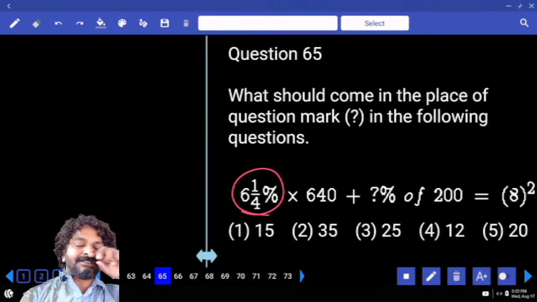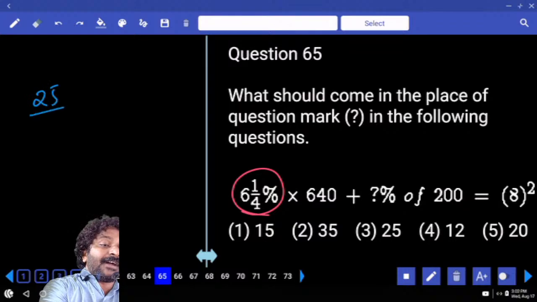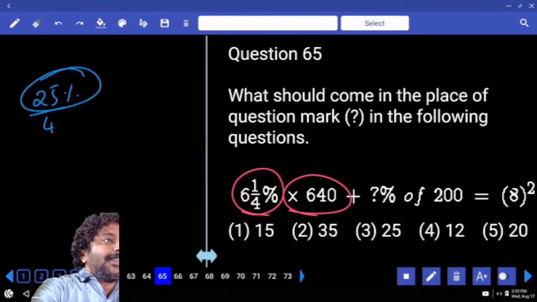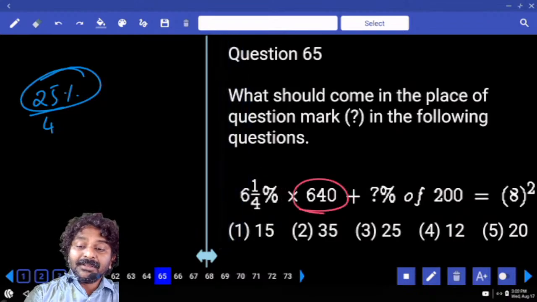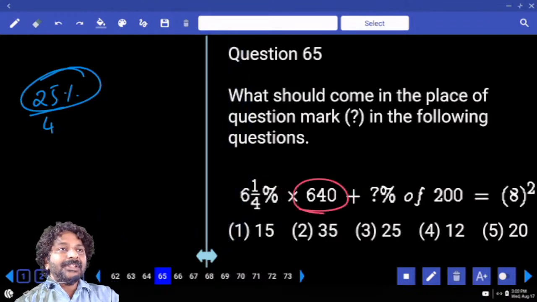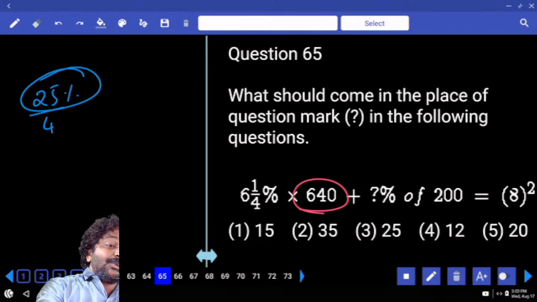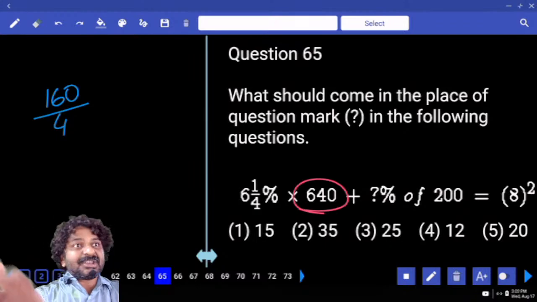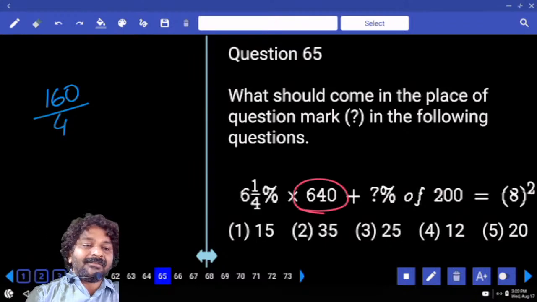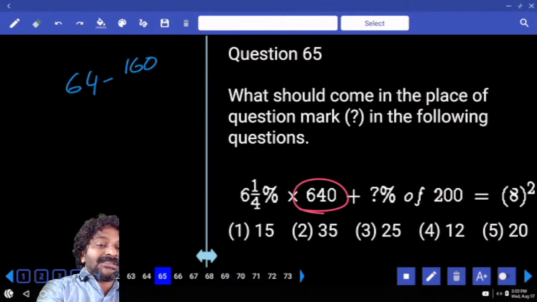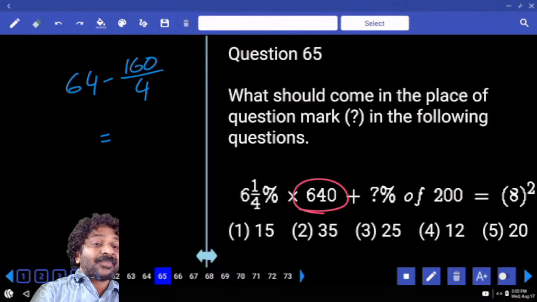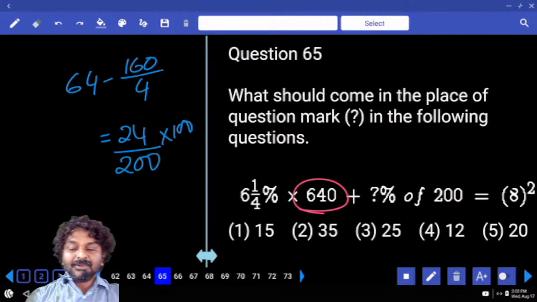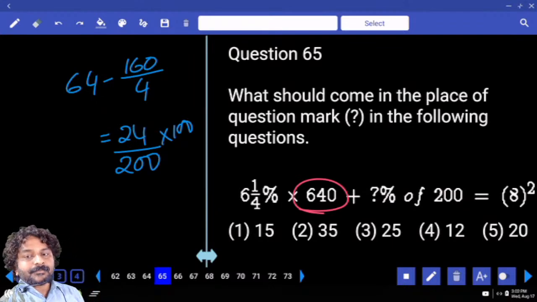Come on, 6 1 by 4%, convert into improper. 25 by 4% upon 640 only, correct? How much is here in the numerator? 25% of 640, come on, 25%, half and half, 320, again half, 160. So in place of the numerator, I'll write 160 and the denominator is common. And this value goes to the right hand side. Already on the right hand side we have 8 square. That is 64 minus 160 by 4. How much is that? 24. 24 is what percent with respect to 200, right? How much is that answer? 12%.